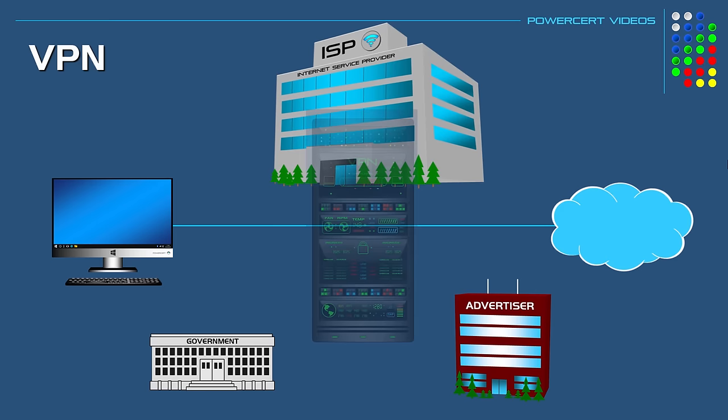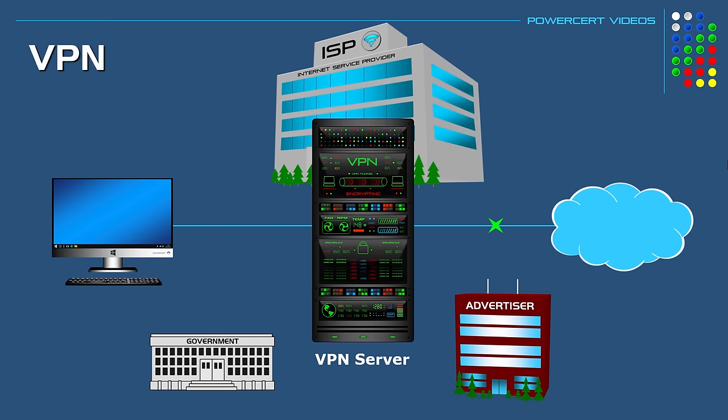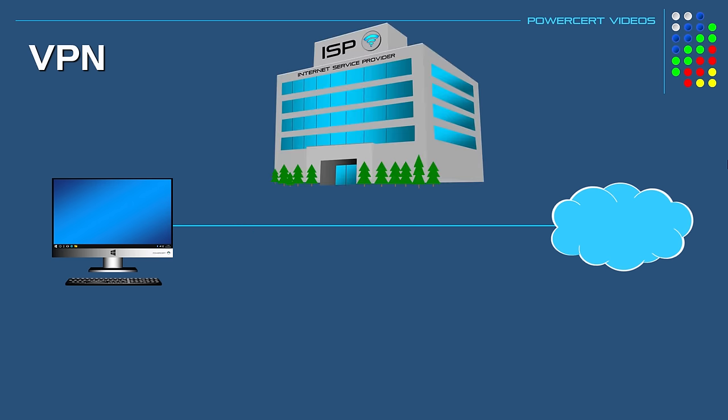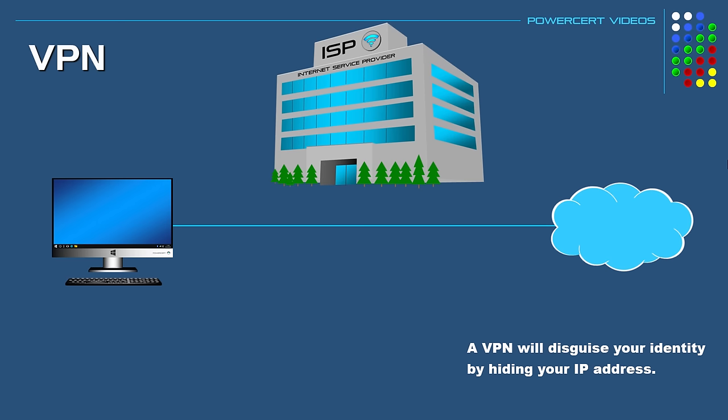But by using a VPN, your online activity will bypass your ISP's server and will be redirected to another server, which is a VPN server, which means that your internet provider or any other party can no longer see what websites you are visiting. The VPN server is now your source where all of your internet activity goes through. And this has several benefits. And the first benefit is that a VPN will disguise your identity by hiding your IP address.